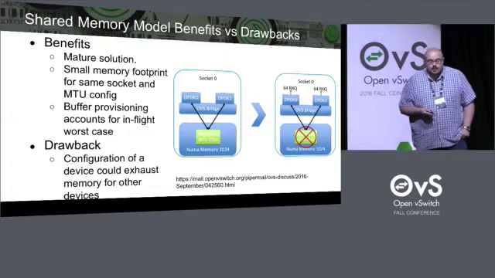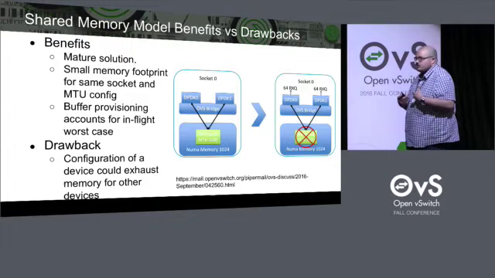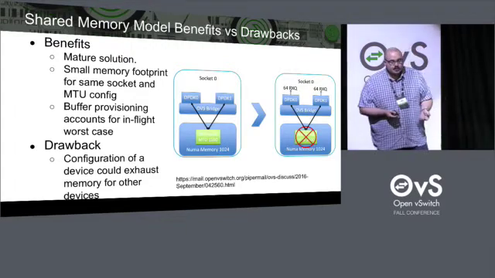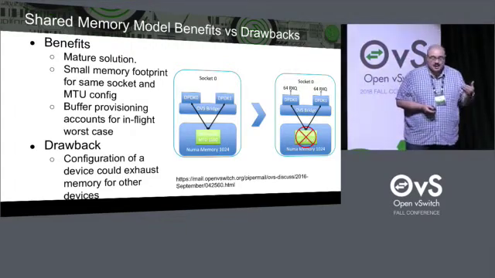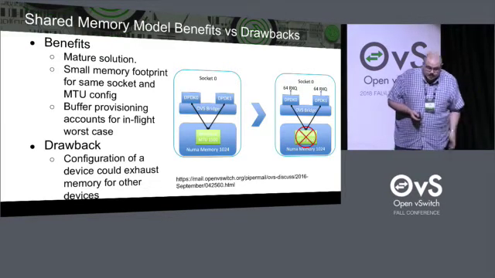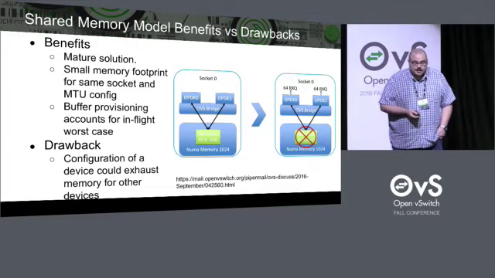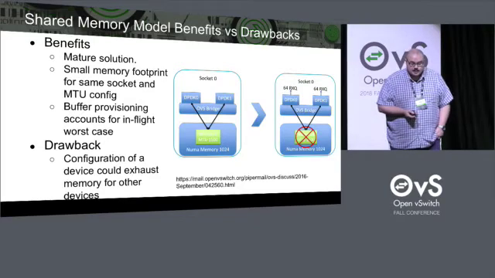We also have the idea of over-provisioning because we're using the same mempool. You have to over-provision the number of mbufs, but we account for that by doing some calculations and just providing for what we think will be the worst in-flight case. The drawback, however, could be that if you have two ports and they're using the same mempool, the configuration of a device on one of those ports could affect the other and essentially just exhaust it.